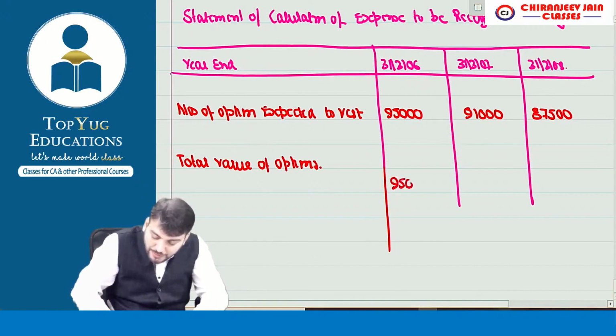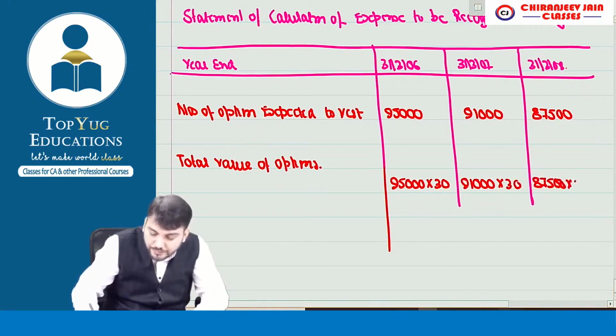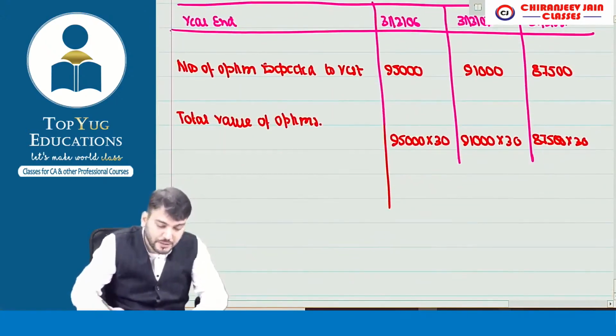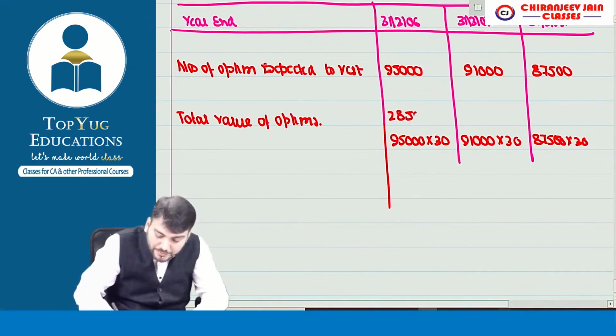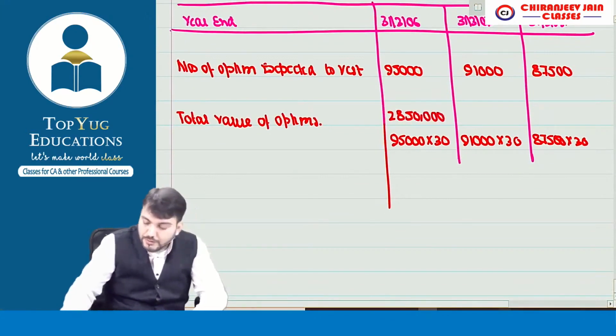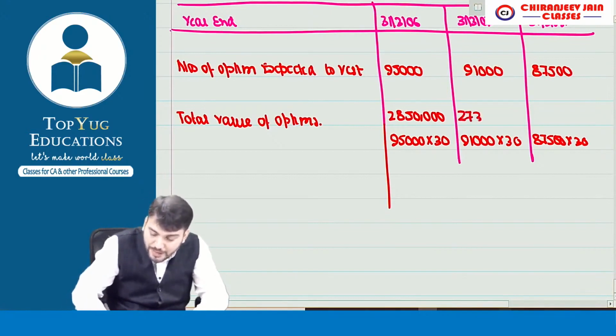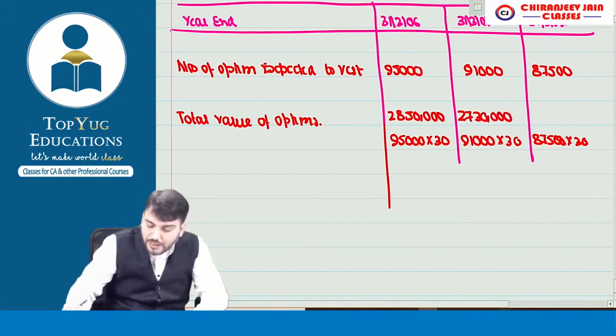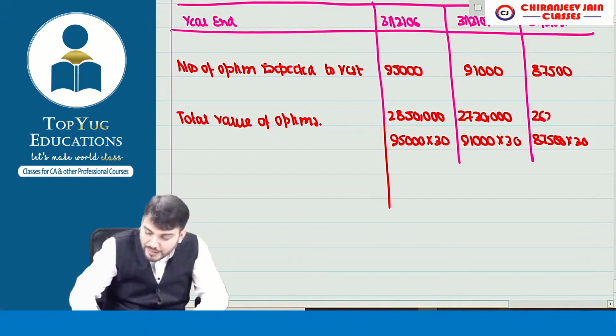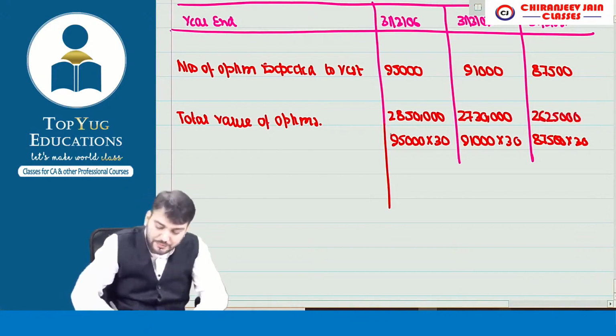Here we will do 95,000 into 30, 91,000 into 30, 87,500 into 30. Correct? So what will this come to? 28 lakh 50,000. Then 91,000 into 30 is equal to 27 lakh 30,000. Then 87,500 into 30 is equal to 26 lakh 25,000. Correct? Are you able to understand what I have done? Yes, sir.